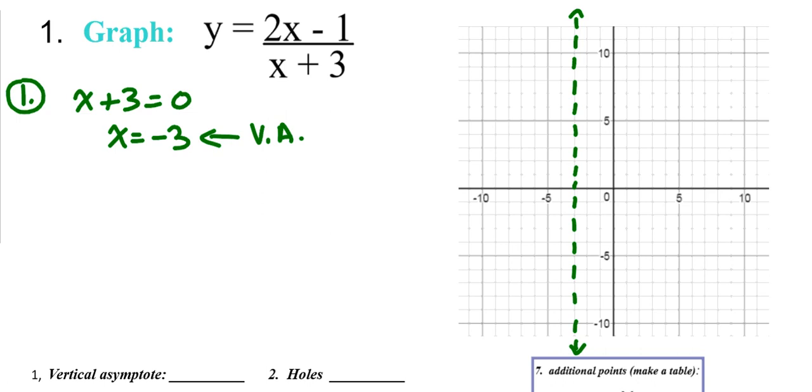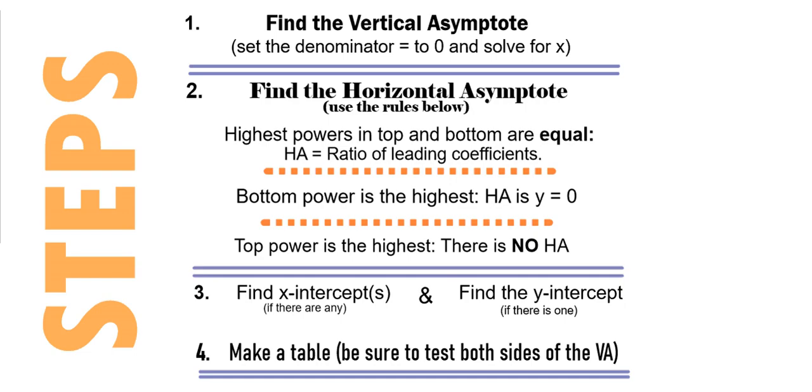All right, so step 1, check. Every single time we see a rational function, we're going to do that first. We're going to set our denominator equal to 0 and see where we have a vertical asymptote there. And we have one there because the function is undefined when x is equal to -3. All right, let's look at our second step.